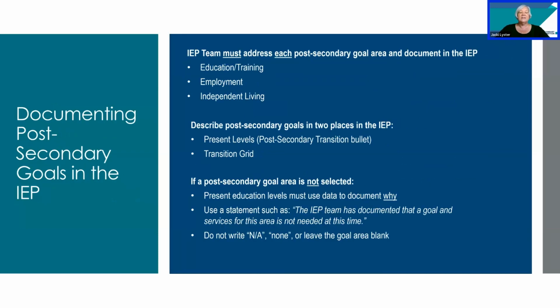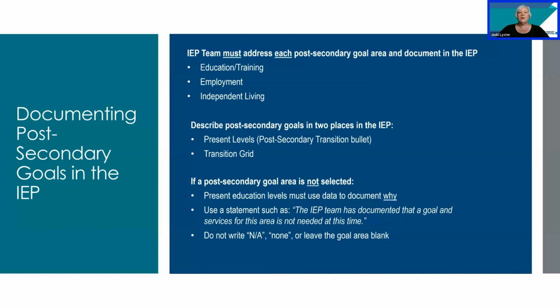In documenting success for post-secondary goals, IEP teams must address each post-secondary goal area and document that in the IEP. So we should see goals for education and training, employment, and as needed independent living. These should be seen in two places in the IEP. We should be reading information about this in the present ed levels under the post-secondary transition bullet, as well as in the transition grid.